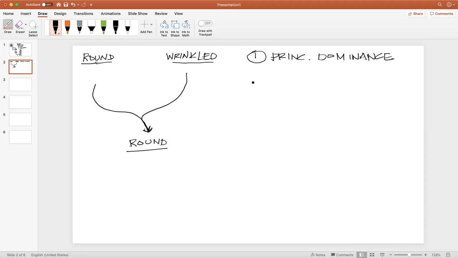The second thing he figured out, which is really quite genius, he was trying to think of a way, a mechanism, how is it that you could end up with a round mama and a wrinkled daddy and then all the babies are round?